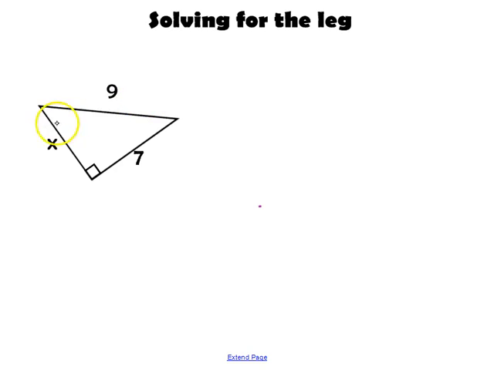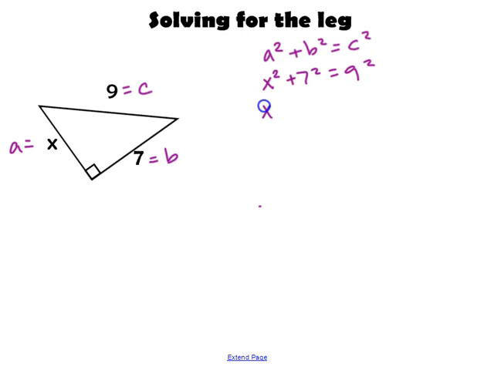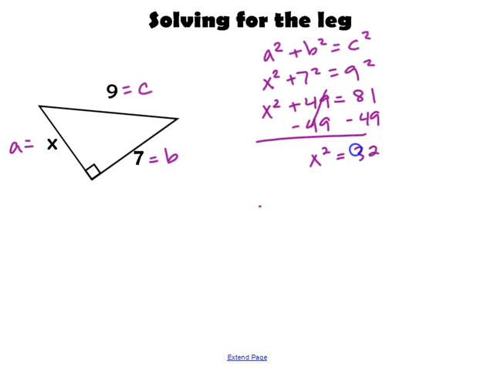Now let's go ahead and try this next example. Again, find the right angle, and those two sides that make that right angle are going to be your a and b, and then your hypotenuse is c. So we start off with a squared plus b squared equals c squared, and we want to substitute in our values. So we have x squared plus 7 squared equals 9 squared. We can't simplify the x squared. 7 squared is 49, and 9 squared is 81. So we want to subtract the 49 from both sides so that we can isolate that x squared term. So we have x squared is equal to 32.